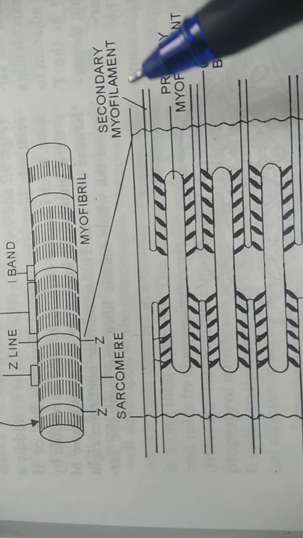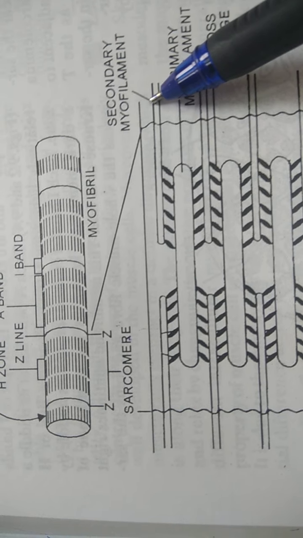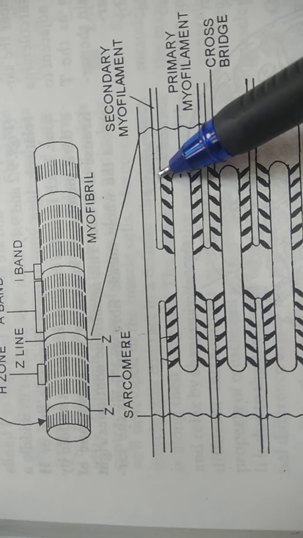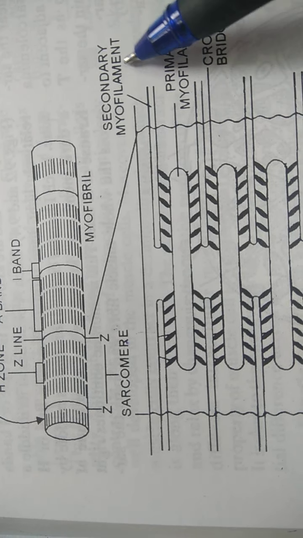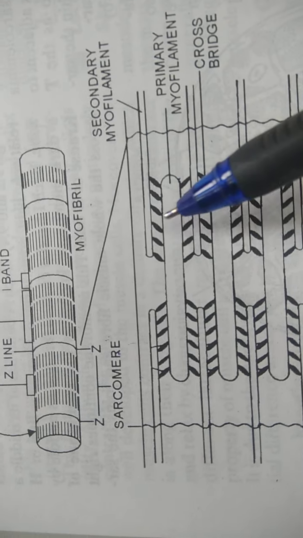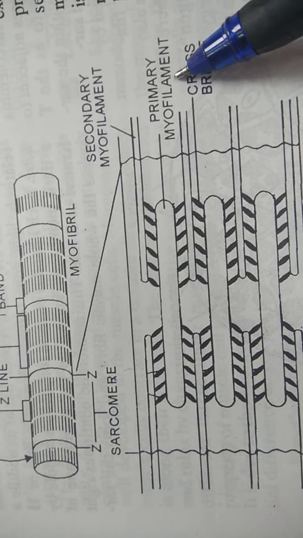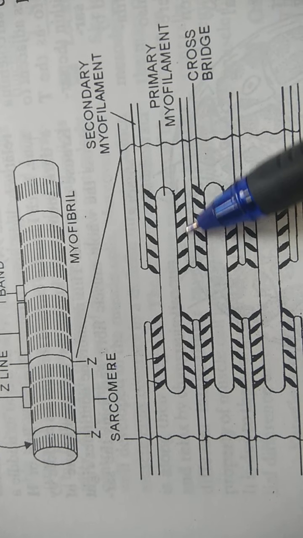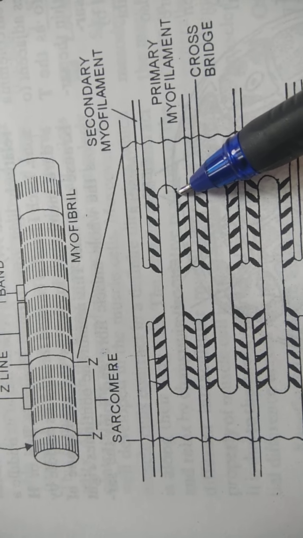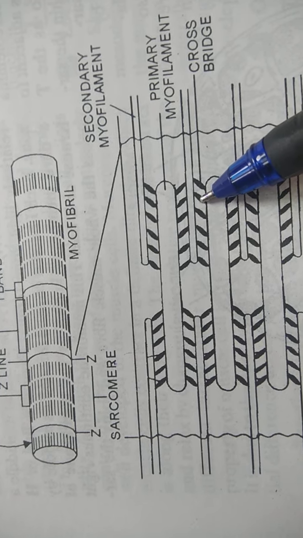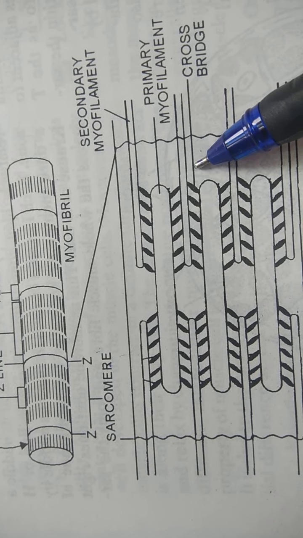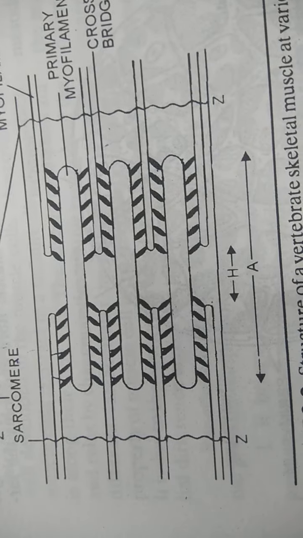And then this whole thing, this sarcomere shown in detail here, we can see is composed of two types of filaments. We have the actin filaments, these thin ones, we call them secondary filaments, whereas the thick ones are the myosin filaments, we call them primary myofilaments. And the myosin forms these cross bridges which are attached to the actin. We will do it in quite detail because this is required for the muscle contraction.